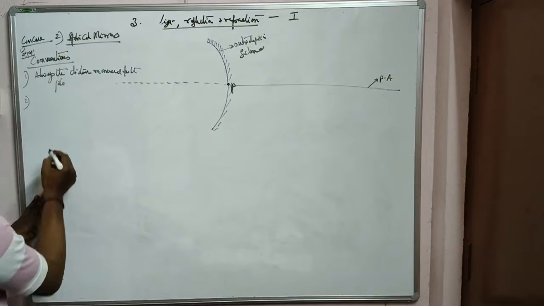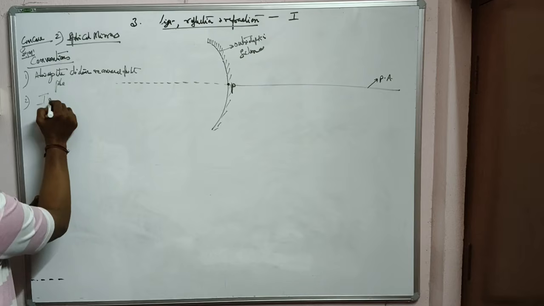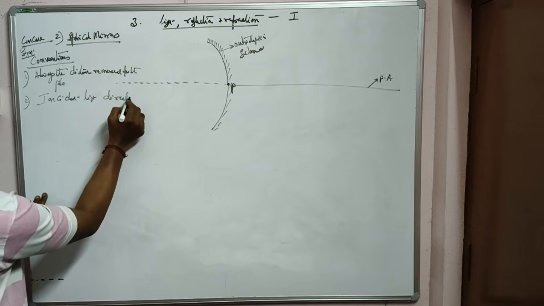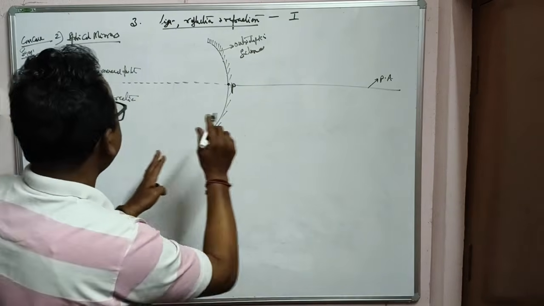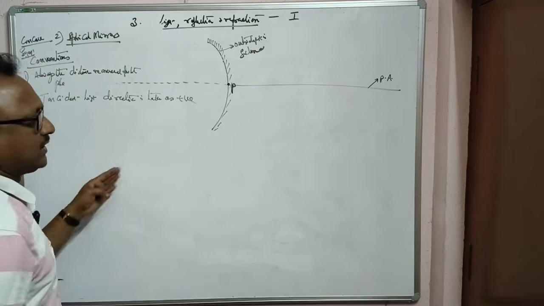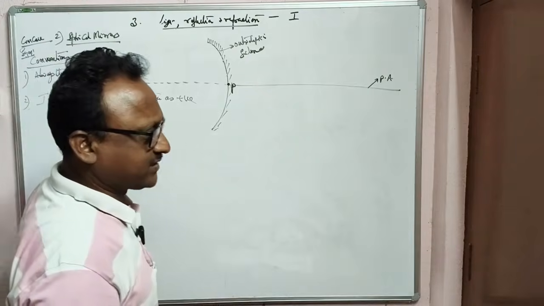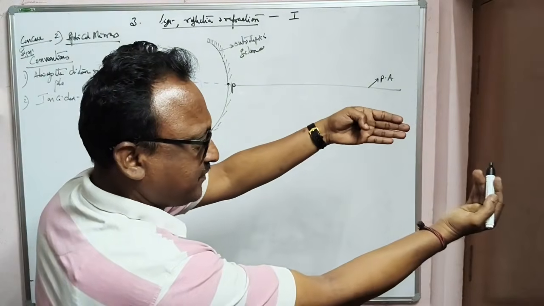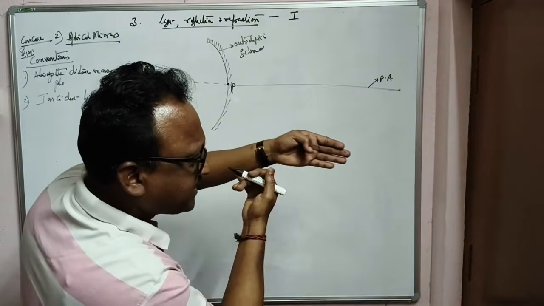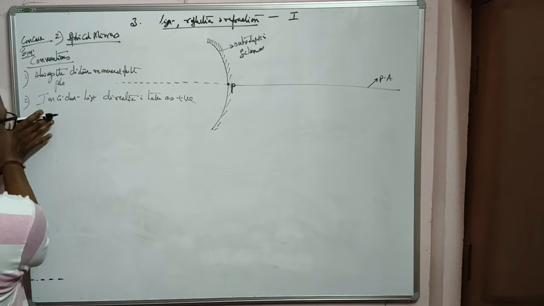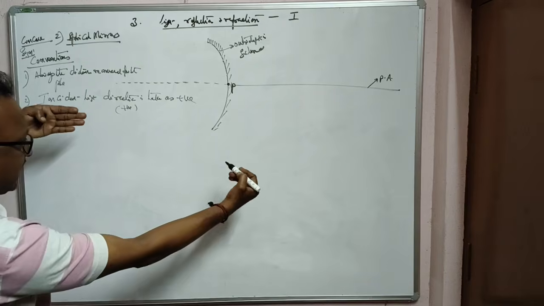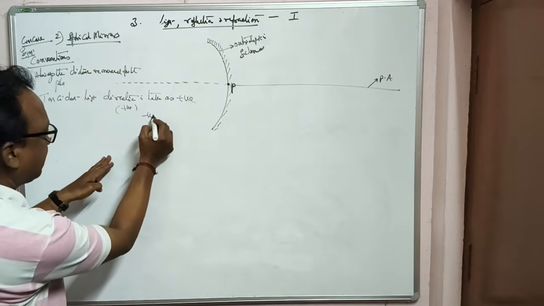Second one, incident light direction. Incident light direction is taken as positive. Always the incident light direction is taken as positive. If you are measuring the distance along the incident light, it is taken as positive. Against it is taken as negative.